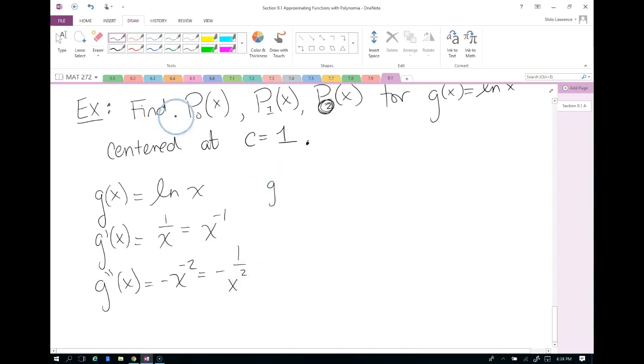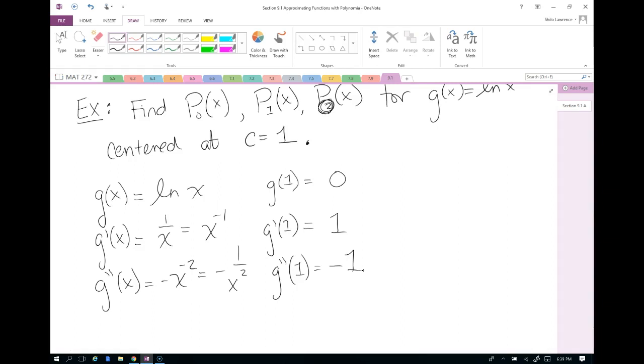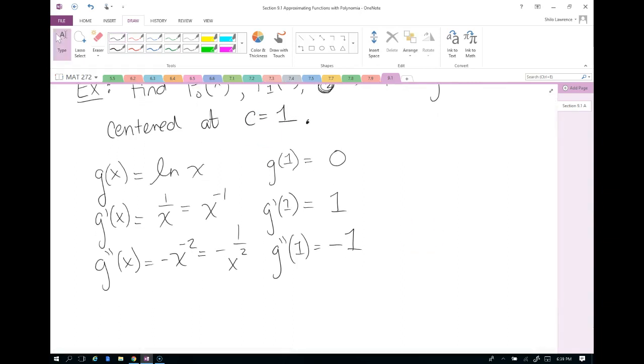And then we need to evaluate all of these guys at our center, which is 1. And this gives us our coefficients for our polynomial. So natural log of 1 is 0. G prime was 1 over x, so 1 over 1 is 1. And G double prime was negative 1 over x squared, so there we're going to get negative 1. And then after that, the other two pieces that we see in our polynomial approximation are the same. We do x minus our center to a larger and larger power over factorial to a larger and larger power.